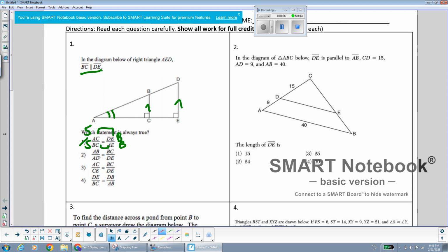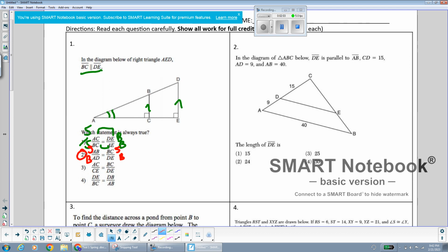Answer choice 2. AB is from the small triangle. AD is from the big triangle. And let's check if AB and AD correspond. AB and AD do correspond. Now let's just check that this is small over big and that they do correspond to each other. So BC is from the small triangle and it corresponds to DE from the big triangle, which is exactly what's here. So this is a correctly set up proportion.